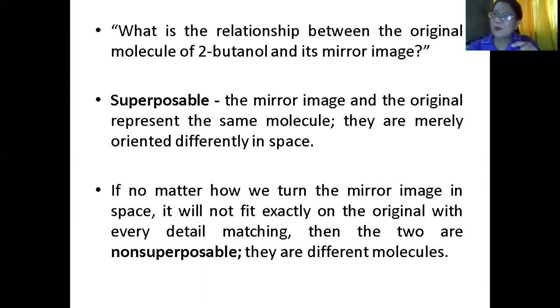So superposable is when the molecule will fit in. If you insert it, what will happen is it will fit into the molecule. But if it will not fit in, meaning it is non-superposable. Okay?